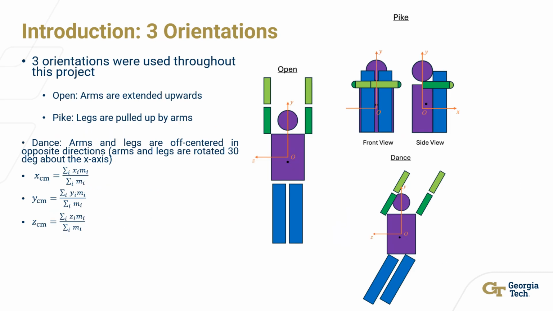Throughout this project, we worked with 3 different orientations: open, pike, and dance. For the open orientation, arms are extended straight upwards. For the pike orientation, the legs are open from the torso and by the arms. And finally, for the dance orientation, the arms and legs are off-centered in opposite directions when they are rotated about 30 degrees about the x-axis.